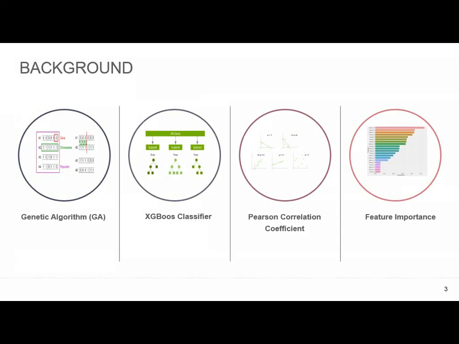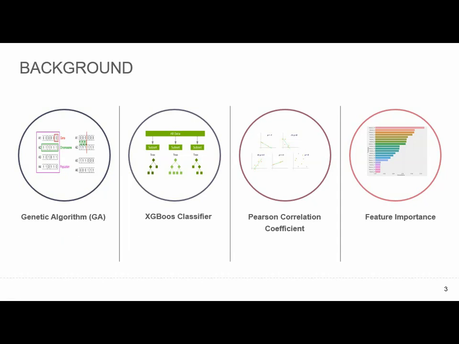Background. Genetic algorithm, GA. The genetic algorithm is a nature-inspired search technique that tries to find the globally best solution in a search space. The reason behind the popularity of genetic algorithms is their excellent capability of finding near-optimal solutions despite local optimum traps in the search space.